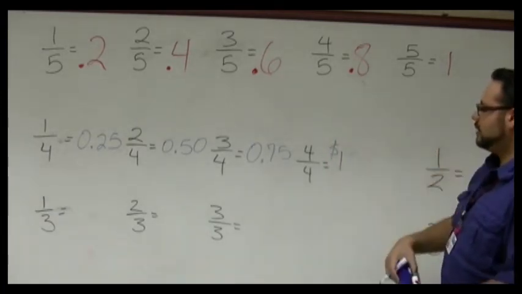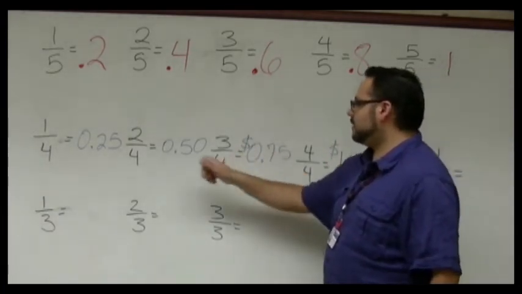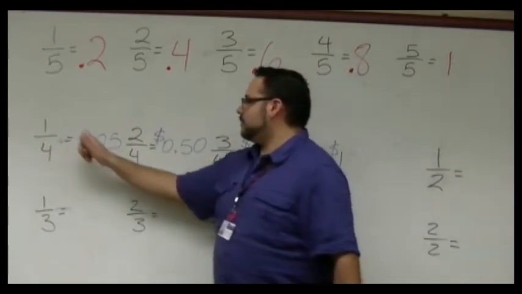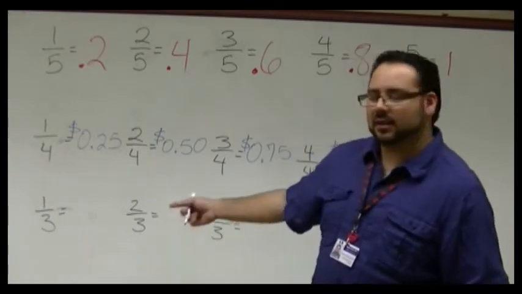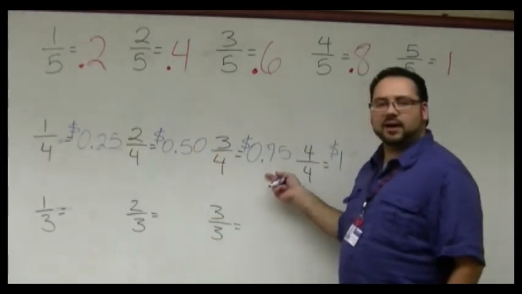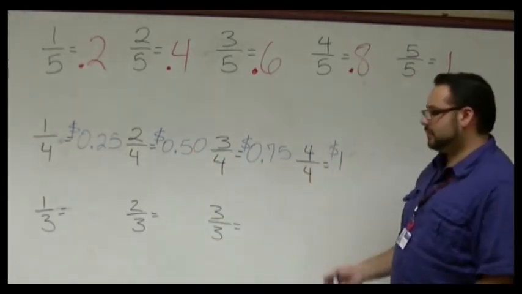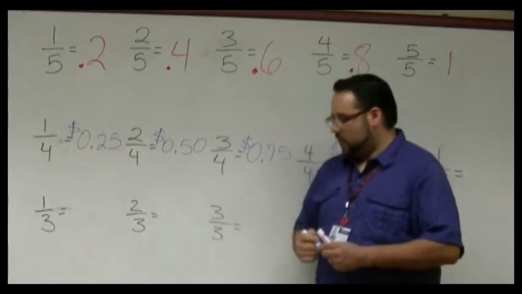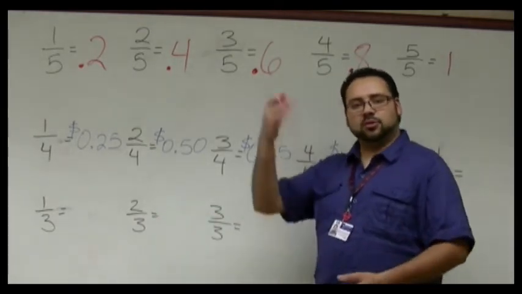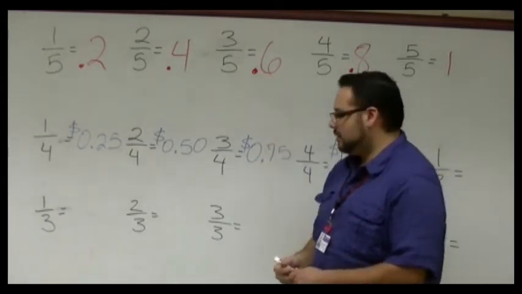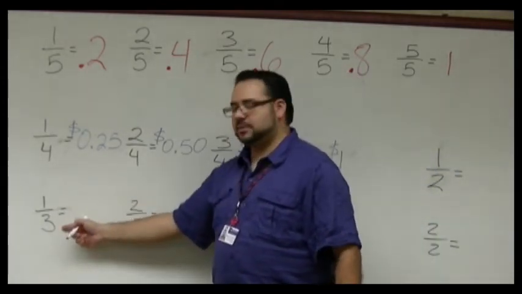Okay, so remember, this is talking about money. When the bottom is a 4, that's your quarters. Okay, 25 cents, 50 cents, 75, and a dollar. Now the bottom 3s. When the bottom is a 3, all you gotta do is multiply the 2 numbers, the numerator and the denominator. Multiply the top times the bottom.